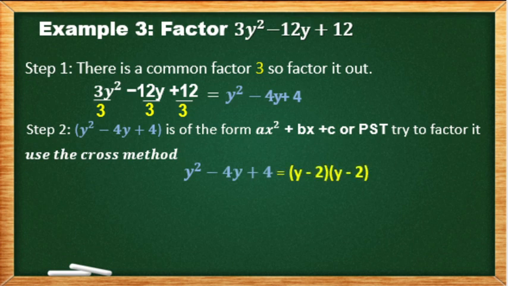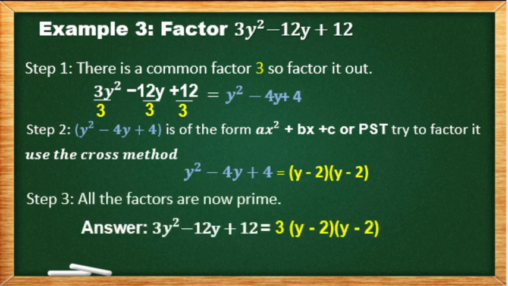So, we have y squared minus 4y plus 4 is equal to the product of y minus 2 and y minus 2. Kunin natin yung prime factor. So, the prime factor is 3 times of y minus 2 and y minus 2.